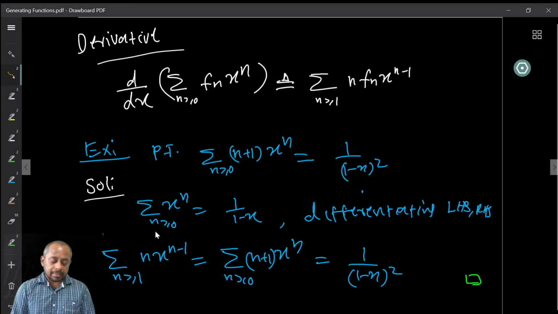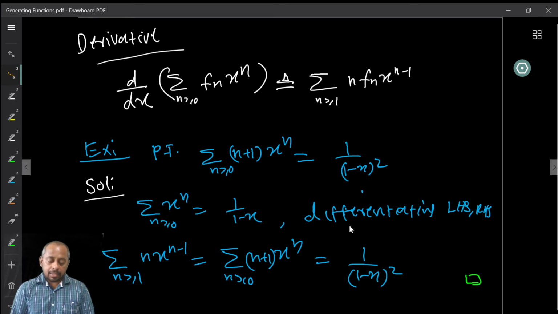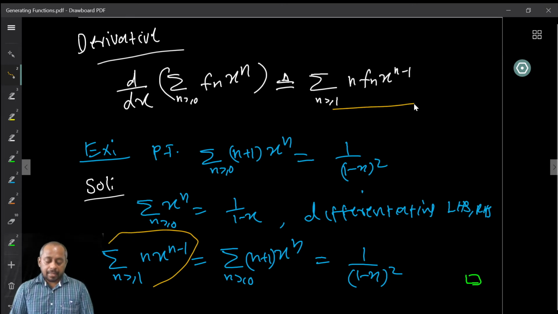So the sum of x raised to n equals 1 by 1 minus x, which we already established, right? So we proved this. Now what you do is take the derivative on both sides, differentiating with respect to x. So what is this? By the definition of the derivative, this is the summation of n times x raised to n minus 1, right? That's what we just defined here.